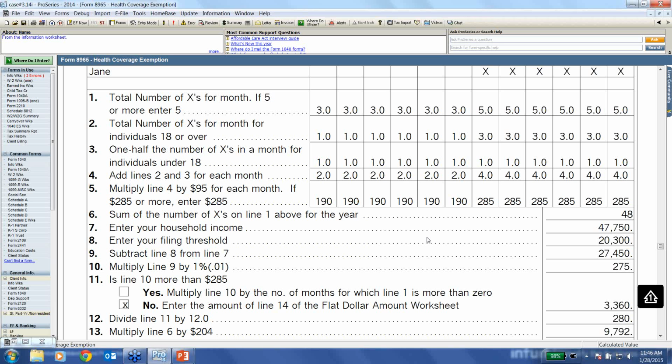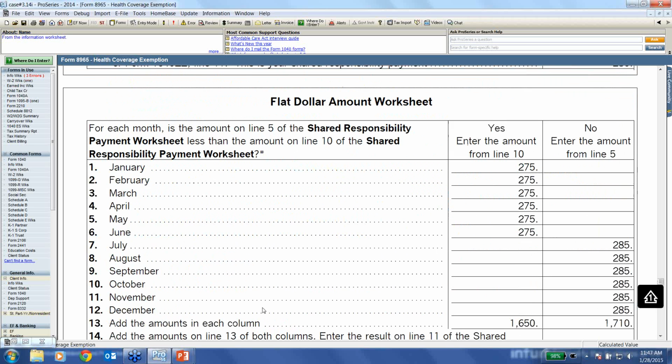Then we go into the household income figure, $47,750. Reduce it by the filing threshold, $20,300. We're left with $27,450. Multiply that by 1%, $275. Is line 10 more than 285? No. So we have to go back to that flat dollar amount worksheet. Back down here.